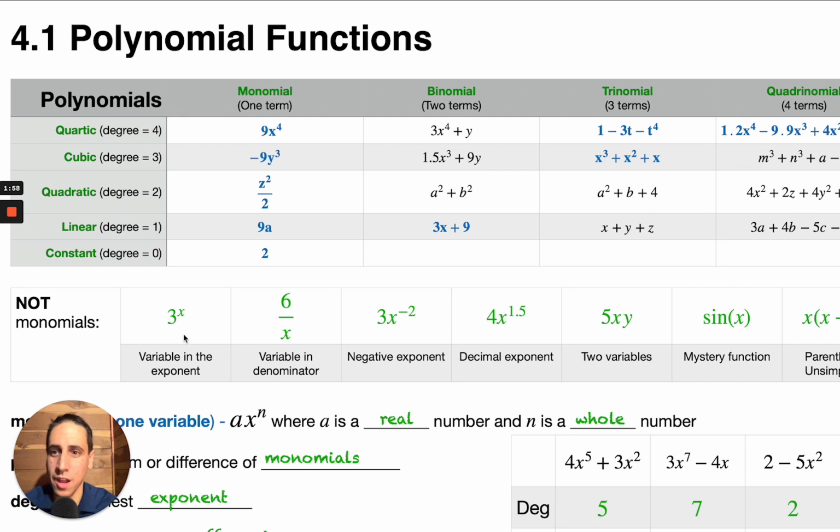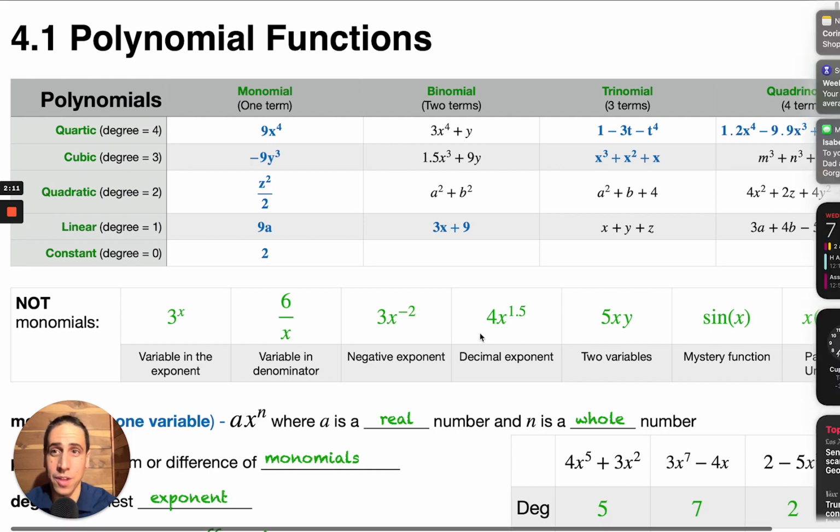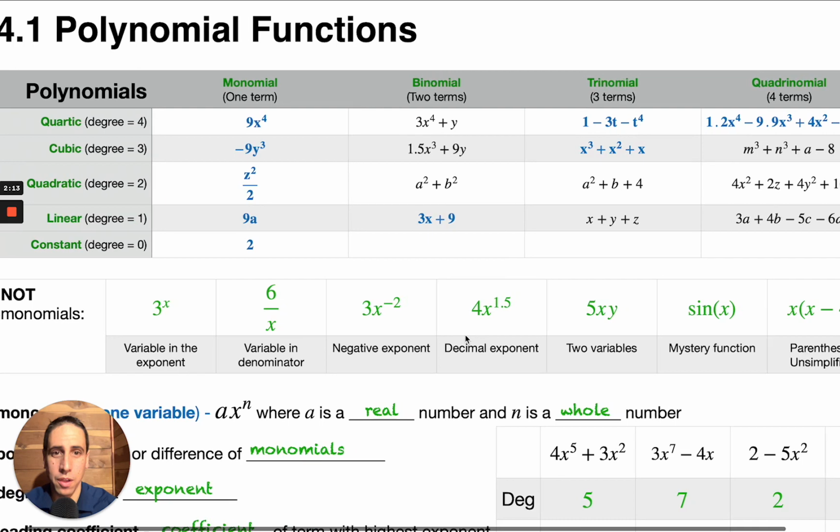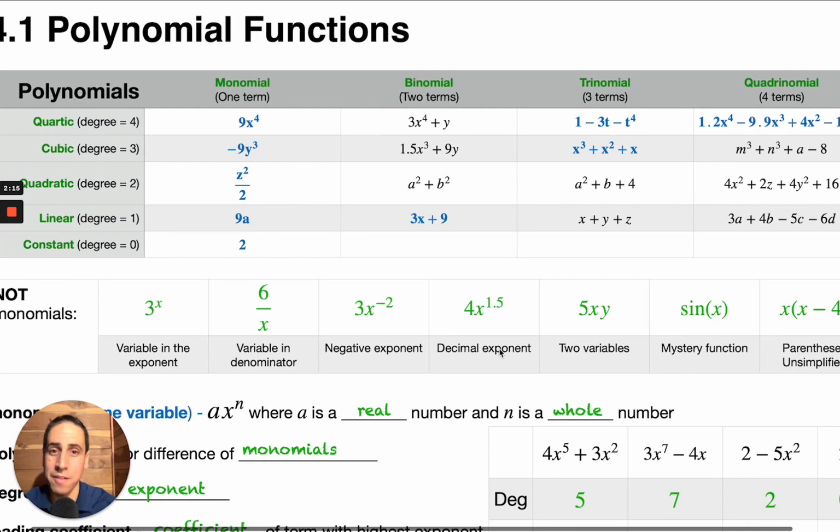3 to the x is not a monomial because it has a variable in the exponent. 6 over x is a fraction. Nope, not a monomial because it has a variable in the denominator. 3x to the negative 2, a negative exponent, we're not going to talk about that in Chapter 4. It's not a polynomial. What about an exponent of 1.5? Nope, no decimals. And this might be a monomial, but it has 2 variables, and that's just one thing to consider. Often what we're doing is polynomials in just one variable.